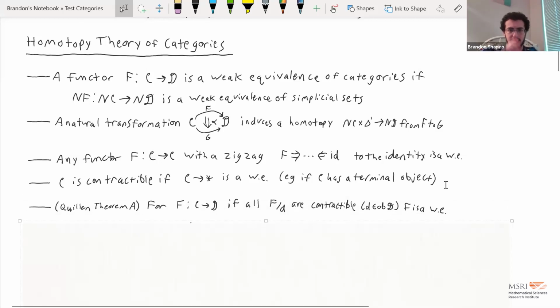I'm not sure if we'll get to using this, but a fun fact, if not something we'll use later, is by Quillen's Theorem A, if we have a functor F such that all of the comma categories, so the category of maps from something in the image of F to D, if all of those are contractible, where we can think of these like fibers of F, then F is a weak equivalence.